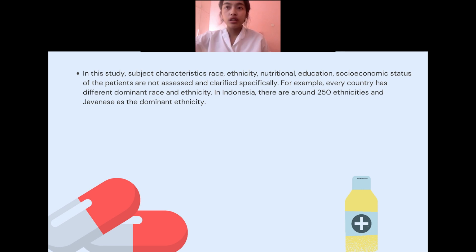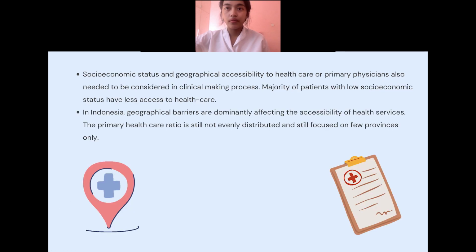Based on research in the journal, the study did not assess race, ethnicity, nutritional status, education, and socio-economic status of the patients. Every country has different dominant race and ethnicity. For example, in Indonesia, there are around 250 ethnicities and Javanese is the dominant ethnicity. Socioeconomic status also affects the clinical decision-making process. The majority of patients with low socioeconomic status have less access to health care. They rarely check up on their condition with a primary care physician.